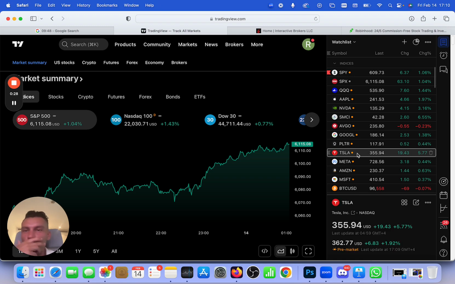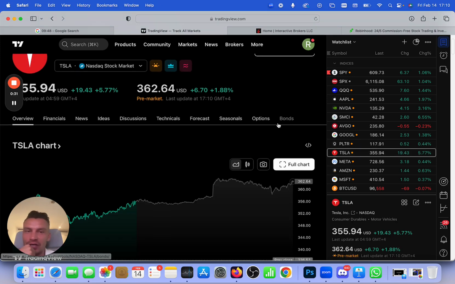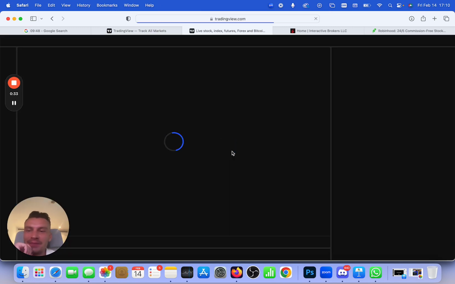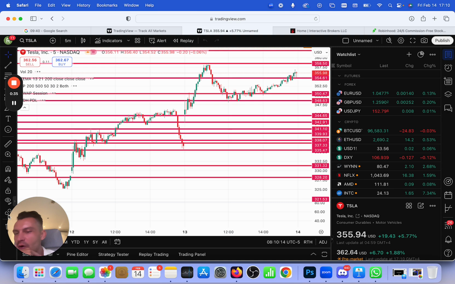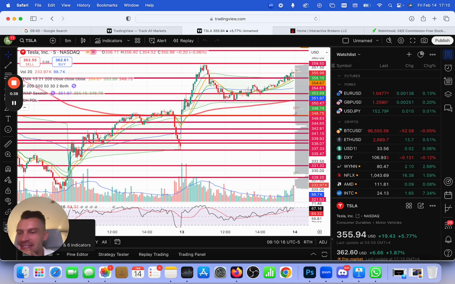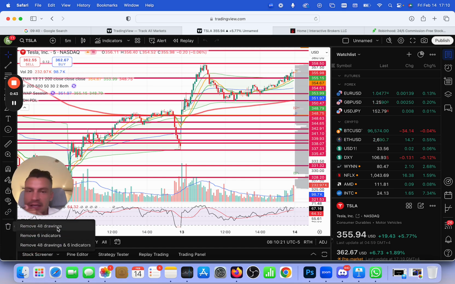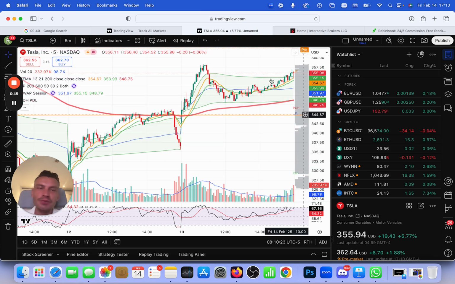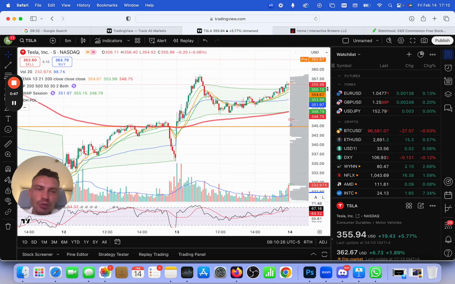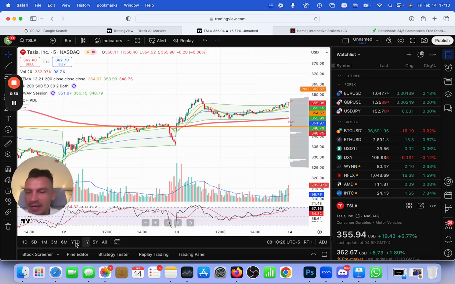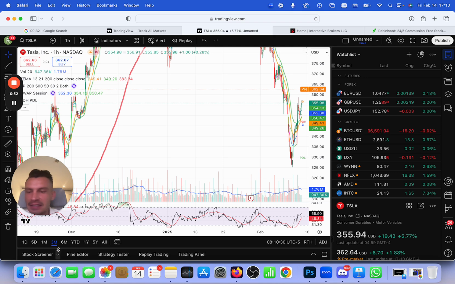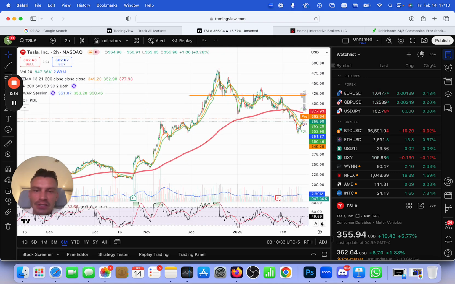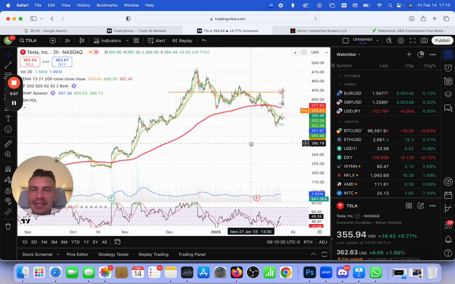Let's open, for example, the Tesla chart here. We will remove all of the drawings, because you can see there's a lot of drawings. I will remove all the drawings, and you will see this is the stock chart. What I usually do is the following. Let's say we take the last 6 months. You can see that the stock chart looks kind of like Mount Everest, right?